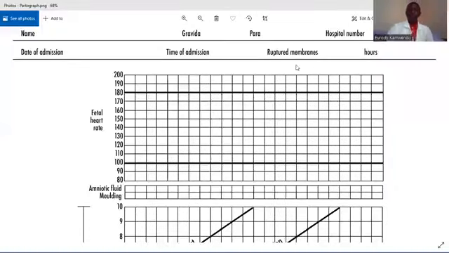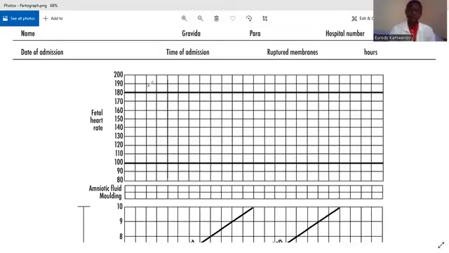Okay. Today we are looking at the Partograph. When it comes to the Partograph, you'll find that during OSCE, they will probably give you a dummy with certain parameters. Apart from that, in the actual sense, we use the Partograph in labor to monitor the progress of labor.